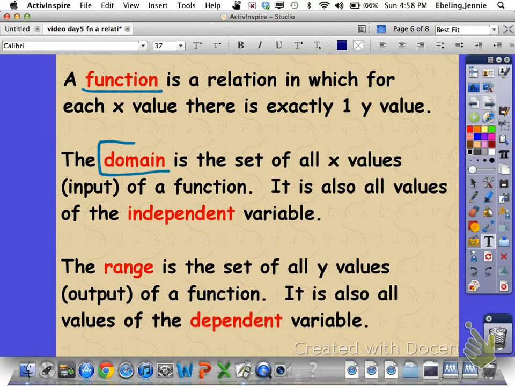This word here, domain, is the set of all x values. It's all the input values of a function. It is also all the values of the independent variable. The range of a function is the set of all the y values, the output of the function. It is also all the values of the dependent variable.